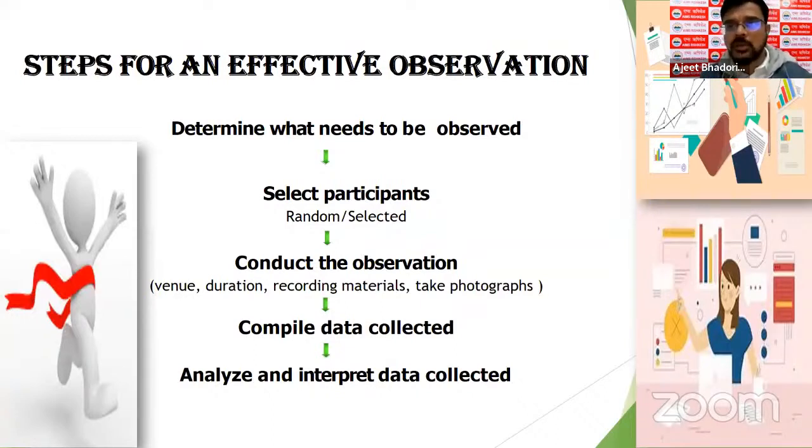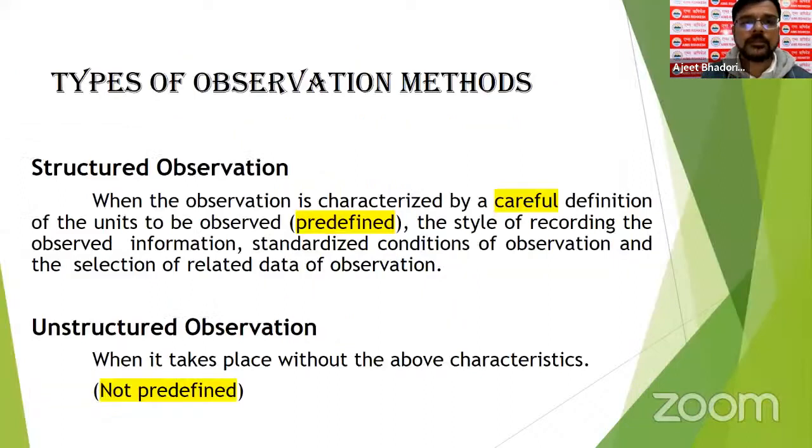You may use a recording material also. You may use a checklist also. You may take the photographs also. And then finally, on the basis of all these observations, you get all the data which is required. And then you compile the data, and then you analyze, interpret, and write the result and submit it. So this is how you collect information by observation as a primary data.